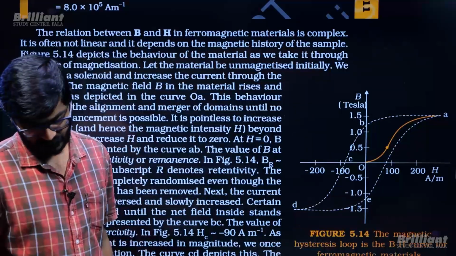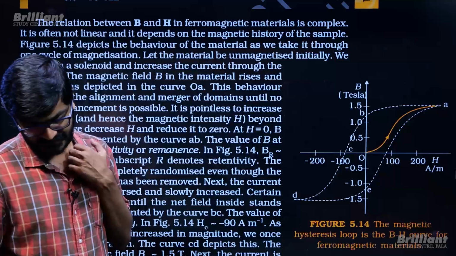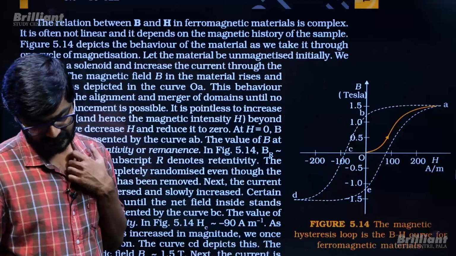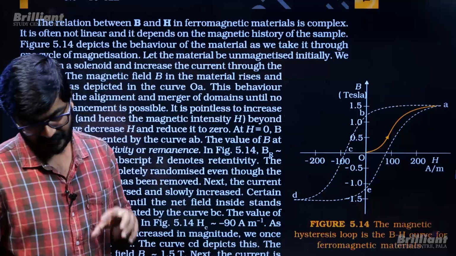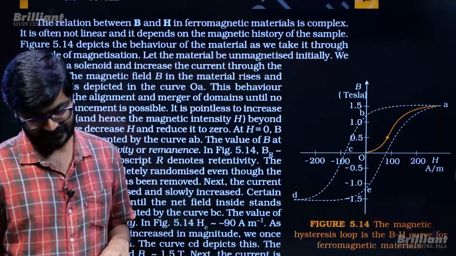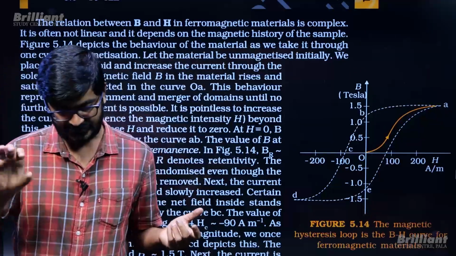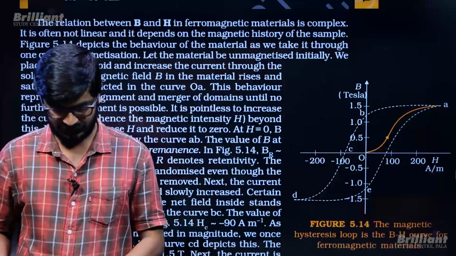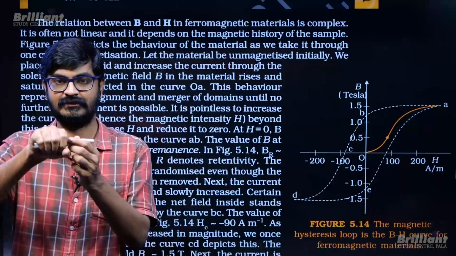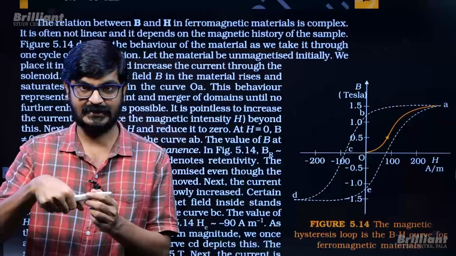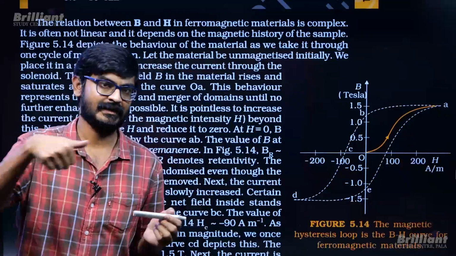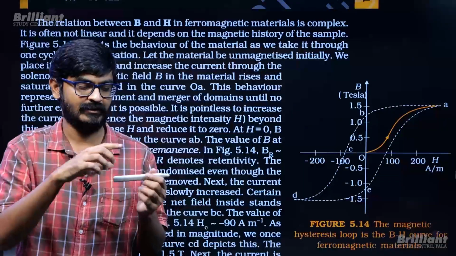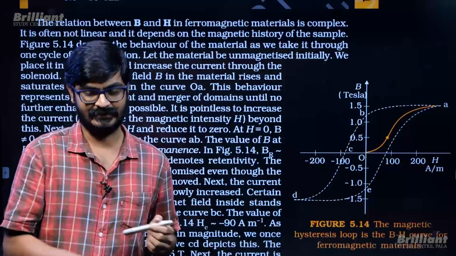Figure 5.14 depicts the behavior of the material as we take it through one cycle of magnetization. Let the material be unmagnetized initially. We place it in a solenoid and increase the current through the solenoid. So when we increase the current, we are increasing the magnetic field in this direction. So what will happen? Extra magnetic field will be generated in this direction.